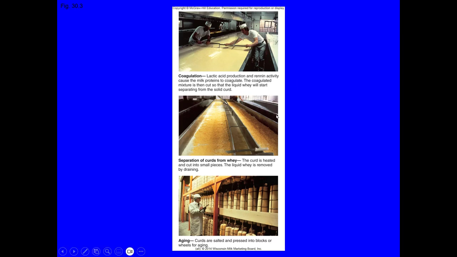Now in some cases, the curds are salted, they're pressed into blocks or wheels, and you see that all the time.